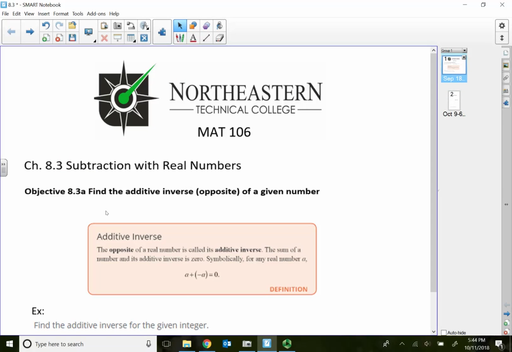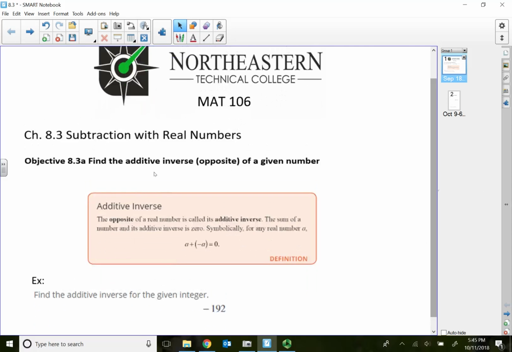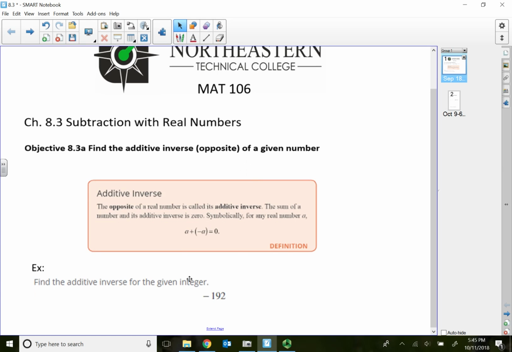So what I want to do first is quickly introduce the wording additive inverse. Most of the time I use the word opposites. Additive inverse or the word opposite. Opposite means opposite sign of a given number. So additive inverse means the opposite of a real number is called the additive inverse. The sum of a number and its additive inverse is always 0.